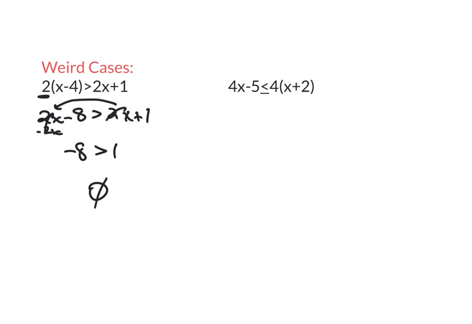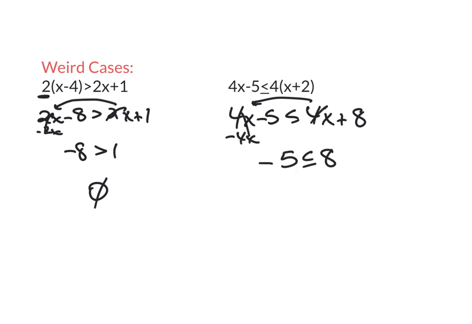Okay, you can't do it. Now, this is the other weird case. Okay, it's got 4x minus 5. Go ahead over here and let's distribute that 4, make it 4x plus 8. Same thing's going to happen. If I were to move that 4x over, they go away because there's no more 4x. So I get this. I get negative 5 is less than or equal to 8.